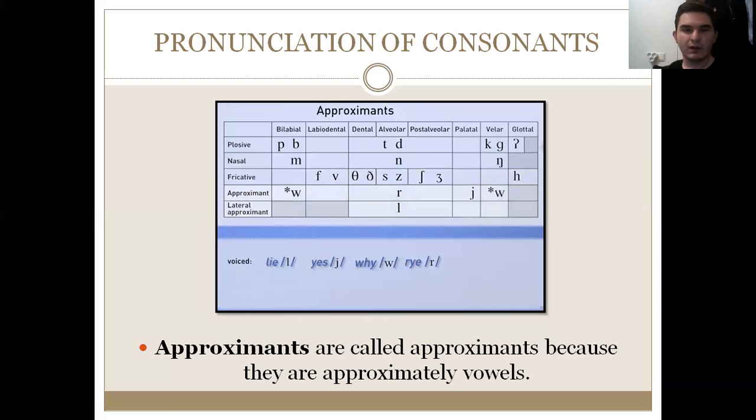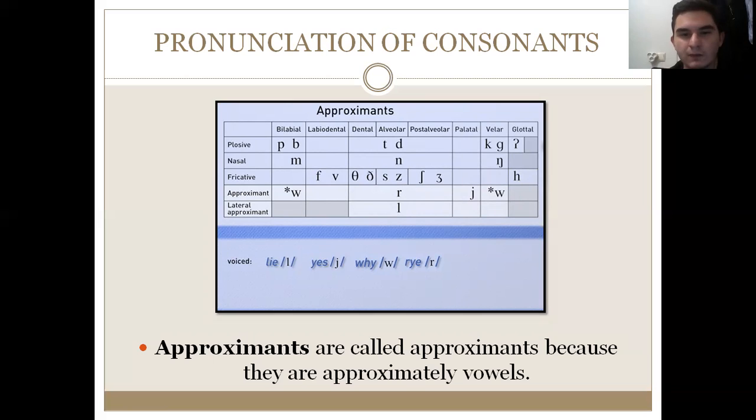And if we were to look at the approximants, you can kind of understand it from the names, because it's approximately like a vowel. What that means is that the airflow doesn't really get blockaded by anything, not by the teeth or the lips or the tongue. It just glides through your mouth. So they're almost like a vowel, but they're not.